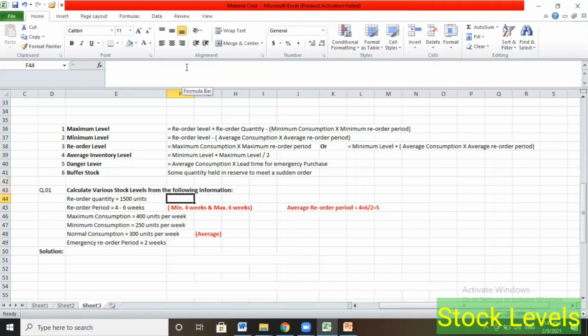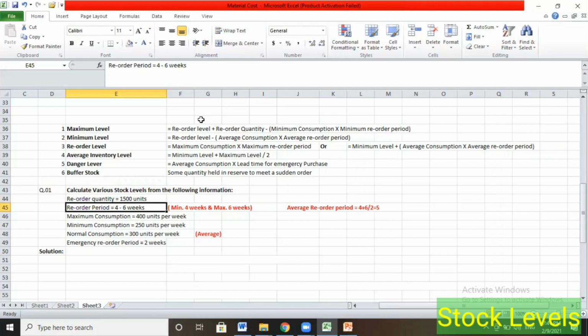With illustration number 1, calculate various stock levels from the following information. Just see what information is given. First is the reorder quantity, which is 1500 units. They have given the reorder quantity directly, so no need to calculate it. That is 1500 units. Then the reorder period is ranging between 4 to 6.